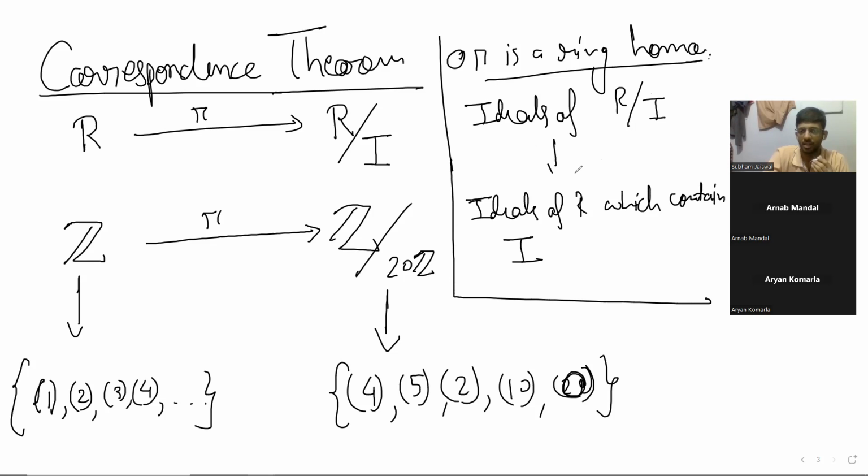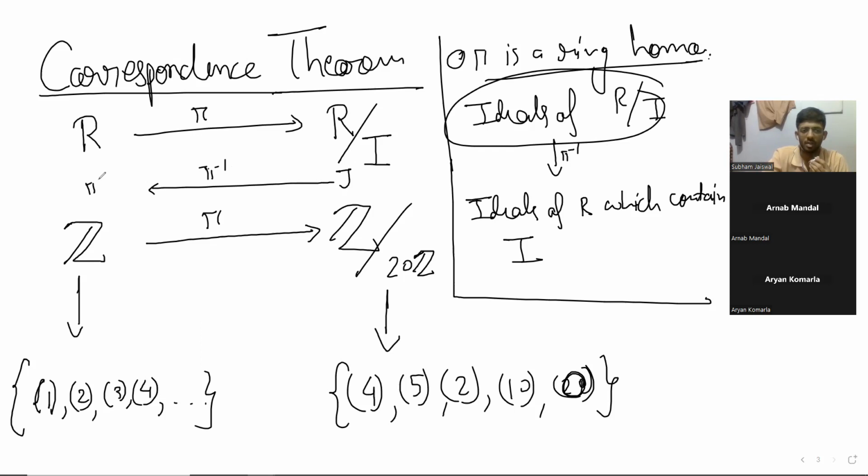If you look at this direction, it is just pi inverse. Take an ideal here, take the inverse image of it. That will be an ideal in R, and it will contain I. That's clear. You take a J and pull it back, pi inverse of J. This will contain I for sure, because I goes to 0 and J contains 0. Every ideal contains 0, it's a subgroup.